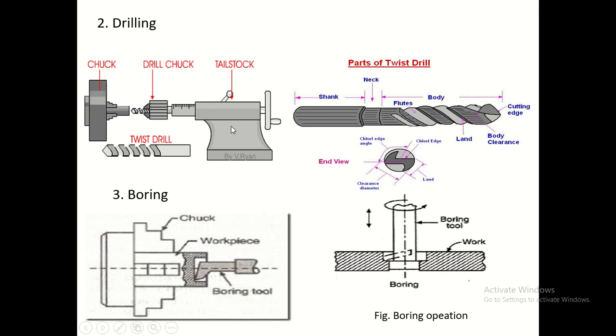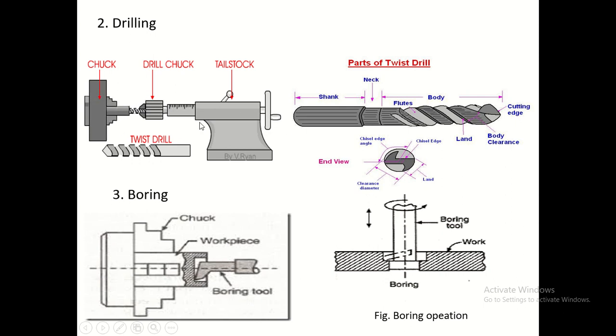The shank is held inside the tailstock. It is also one of the basic lathe operations performed on the lathe. So the workpiece is held on the chuck of the lathe machine and keeps rotating at a certain RPM. This is the hand wheel. By rotating the hand wheel, we give feed to the tool and it creates the hole inside the workpiece.